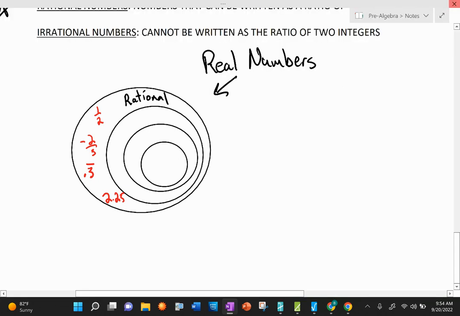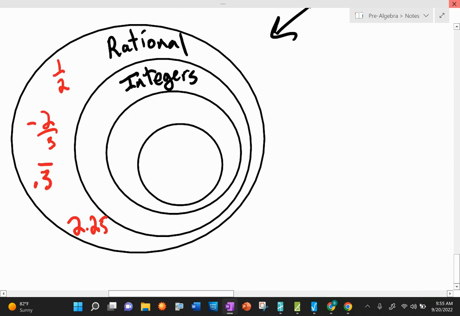So the next little tier down in rational numbers are going to be integers. You will see the word integers a ton on the state test. You'll see it on the benchmark that's coming up. Okay, what are integers? Anybody know? What are integers?